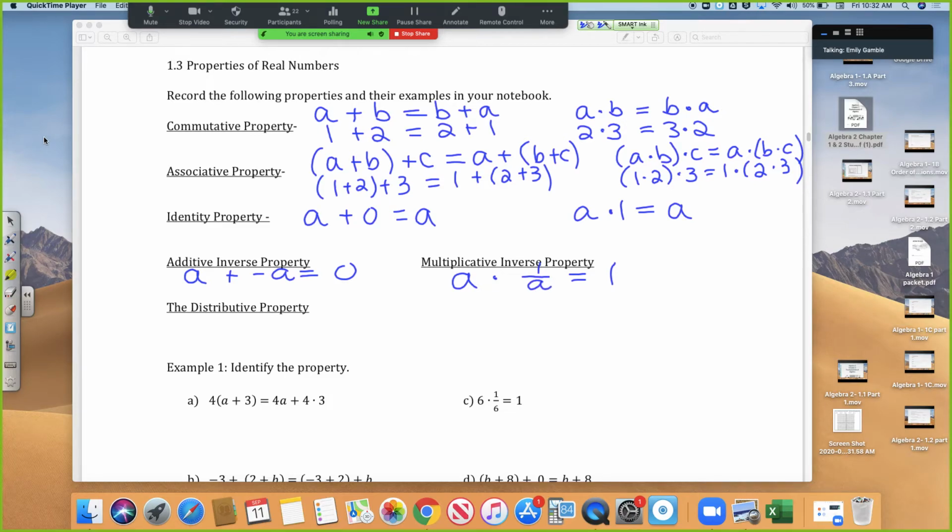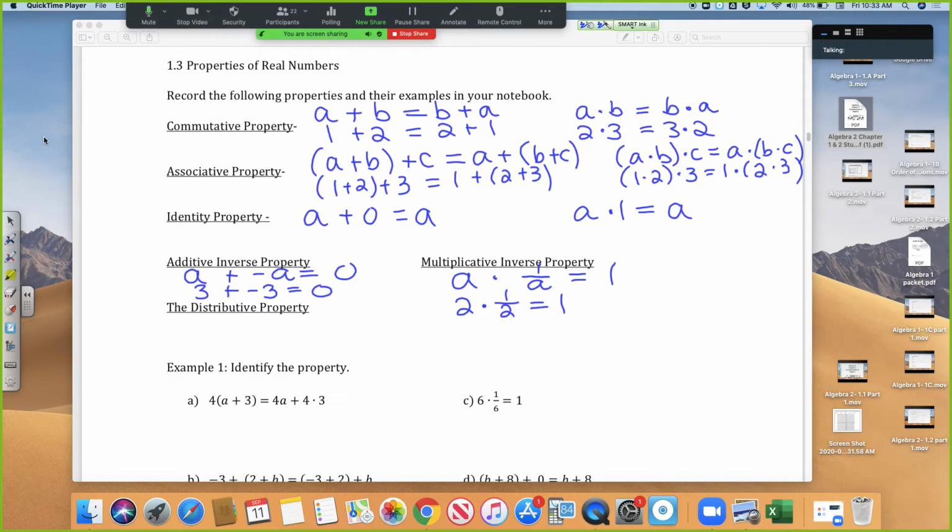All right, looking at number forms of these so you can see how this works. The additive inverse property in a number example could be like 3 plus negative 3 equals 0. Those are opposites. They're called additive inverses. And for multiplication, if we do like 2 times 1/2, that would equal 1. And that's because these are inverses, because 2 times 1 over 2 equals 1. That would be considered the multiplication inverse property.